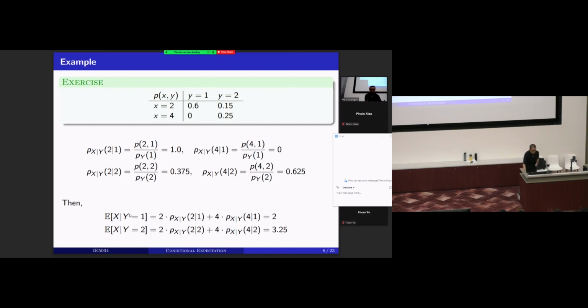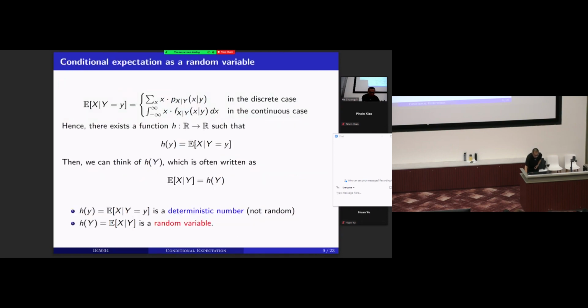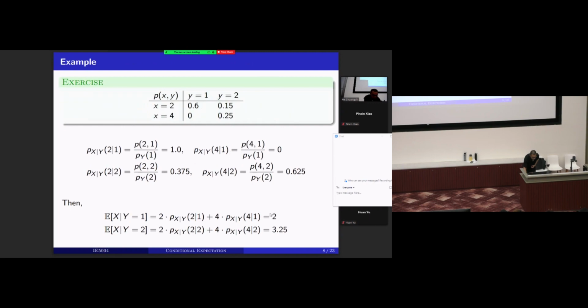So in this case, you can see that if you don't know the value y would take, then we may think of this conditional expectation as a function of a random variable. This random variable y may take 1, may take 2. If it takes 1, this conditional expectation will be equal to 2. If it takes 2, it will take value 3.25. But if you don't know the value y would take, then it will become a random variable.